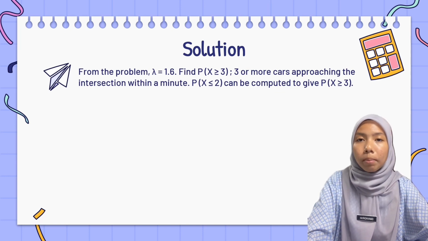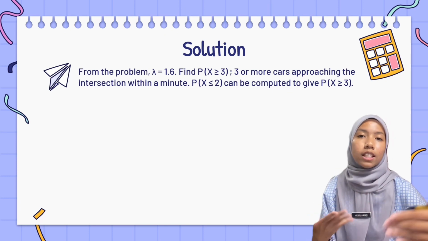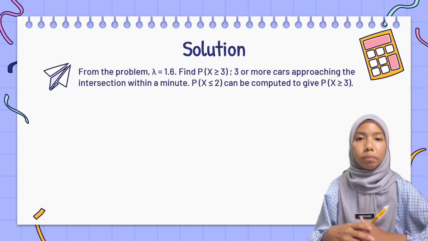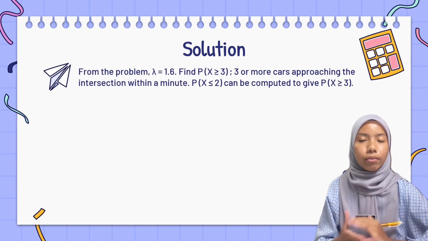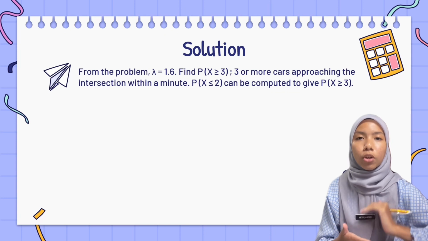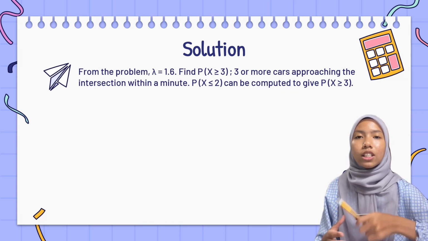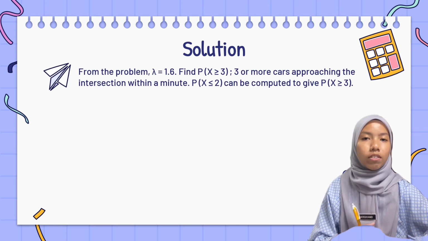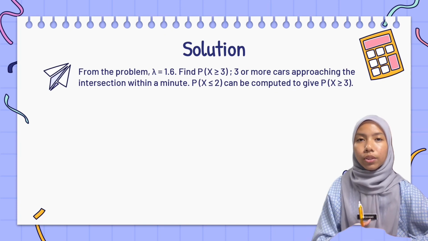Since there is no upper limit on the value of x, which is 3, 4, 5, 6, 7, 8, and we don't know the nth value, this probability cannot be computed directly. However, we can find P(X ≥ 3) using its complement, which is P(X ≤ 2), to give P(X ≥ 3).